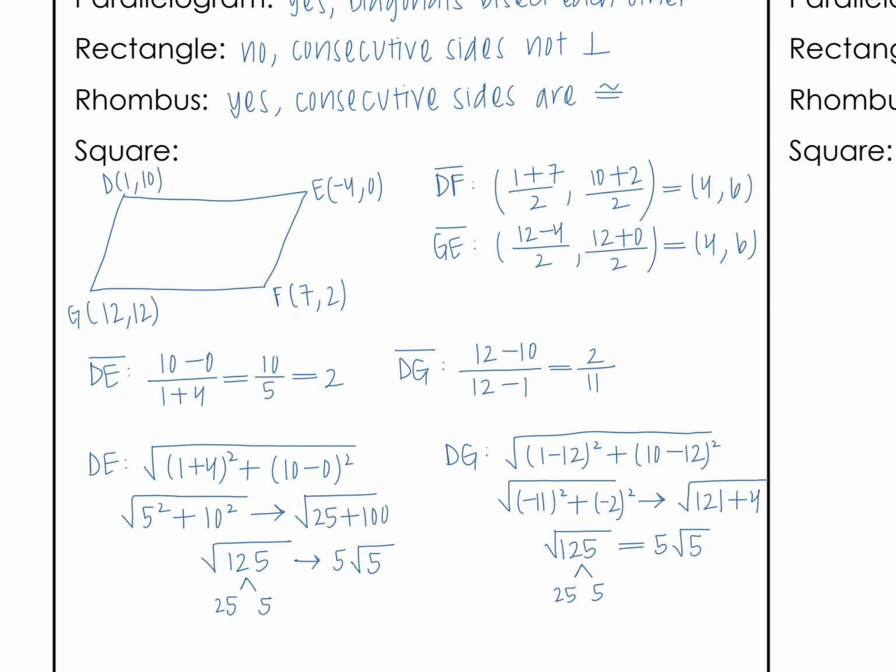Okay, so once again, we have our answer for square. Since we know this is not a rectangle, we know this cannot be a square, so no, and we can say not a rectangle.